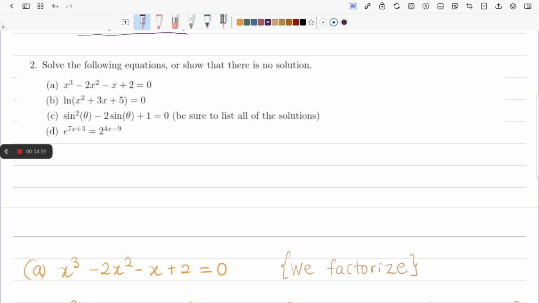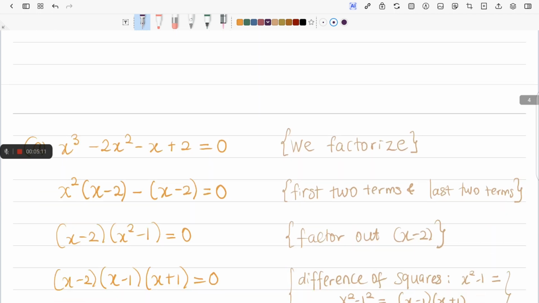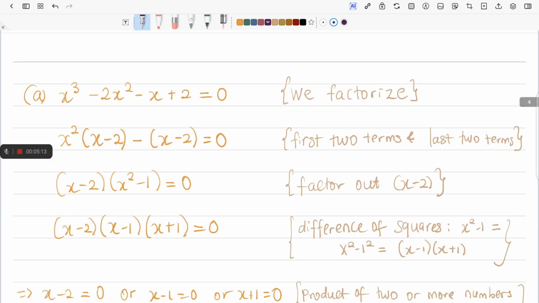So it should say: solve the following equations or show that there's no real solution. That would be better. But what I'll be doing is, even for the cases where we have no real solution, we are going to find complex solutions. So the first here is x cubed minus 2x squared minus x plus 2 is equal to 0.